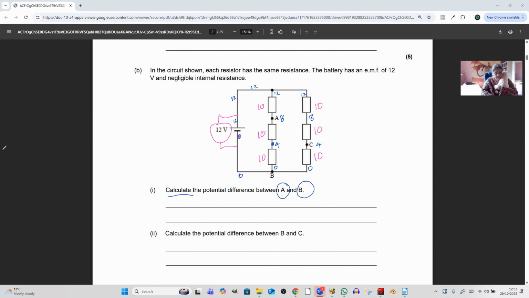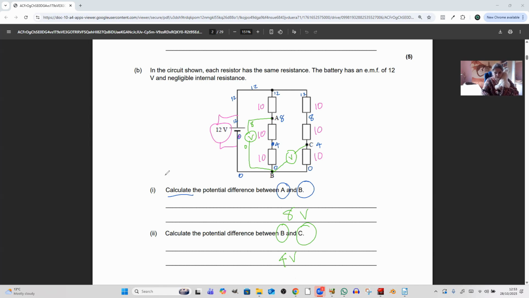Right, now calculate the potential difference between A and B. Let's go green, A, and B. Can you see this is going to be 0, this is going to be 8. What's it going to be? 8 volts. Calculate the potential difference between B and C. Four volts. Well done.